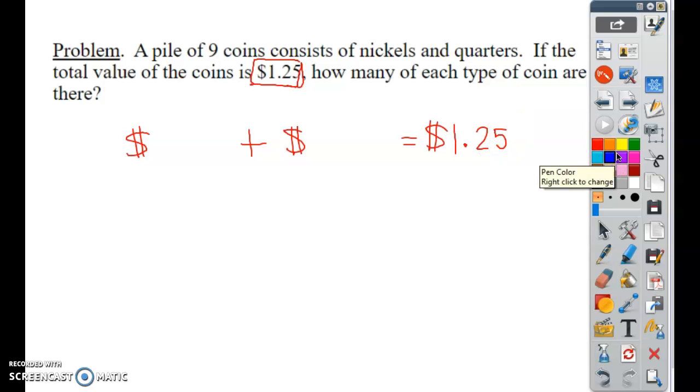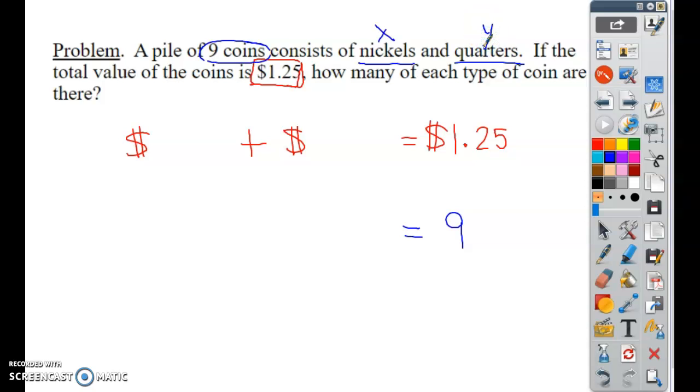And I'm talking about coins. There's a total of 9 coins. So one's going to equal the total of money. The other one's going to equal the total of the coins that I have. I'm talking about nickels and quarters. So I'm going to use X for my nickels and Y for my quarters.